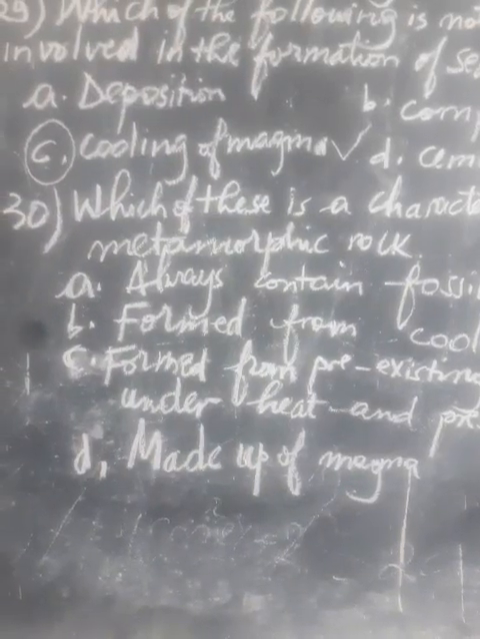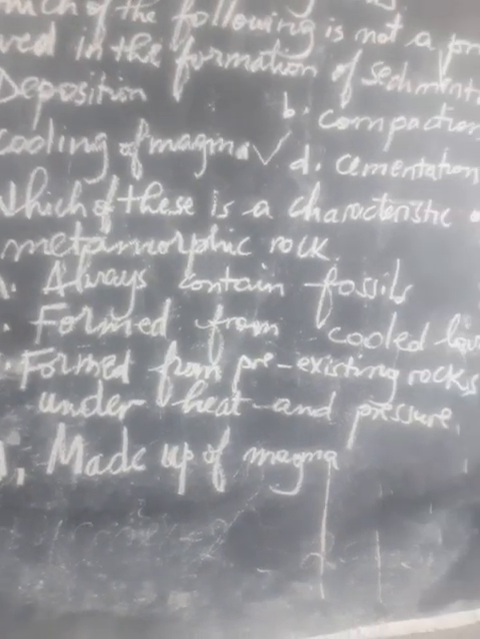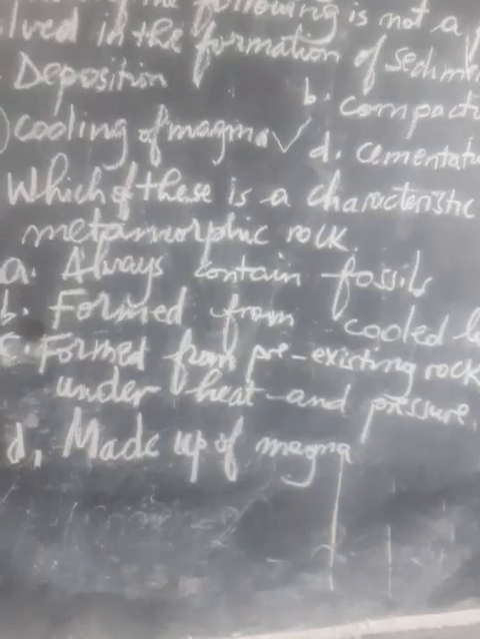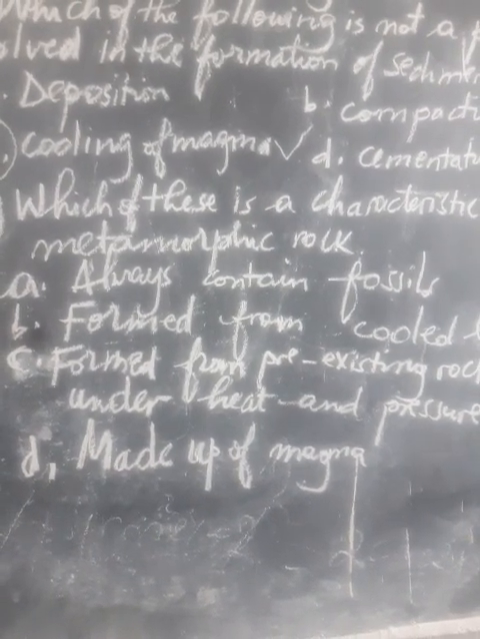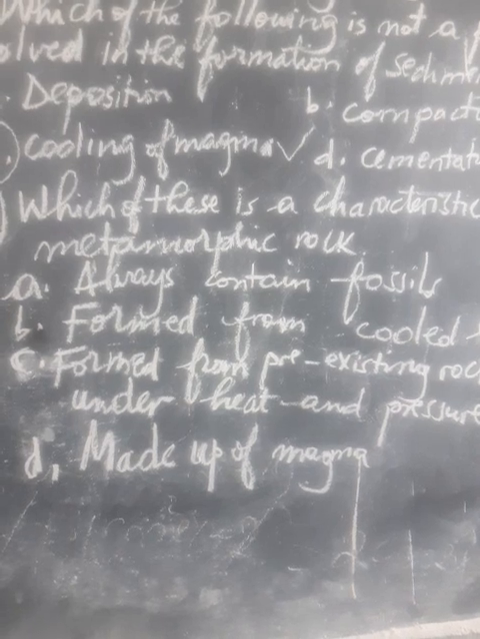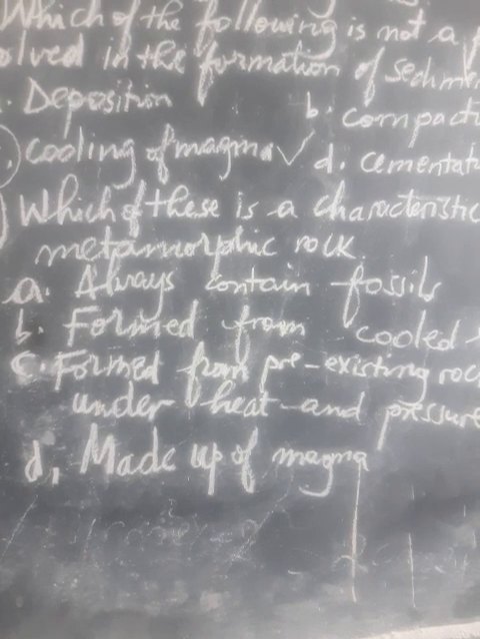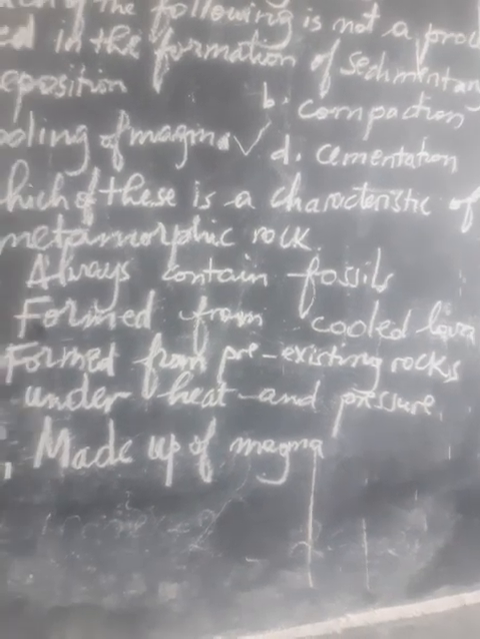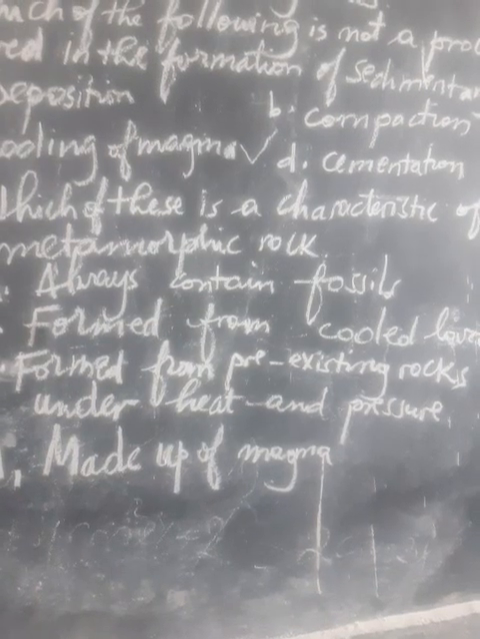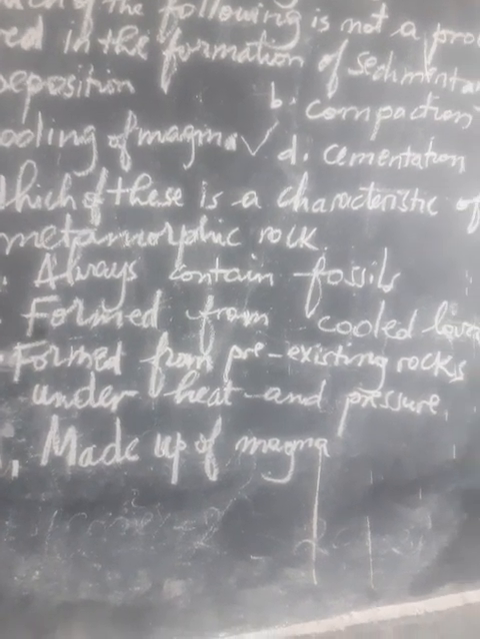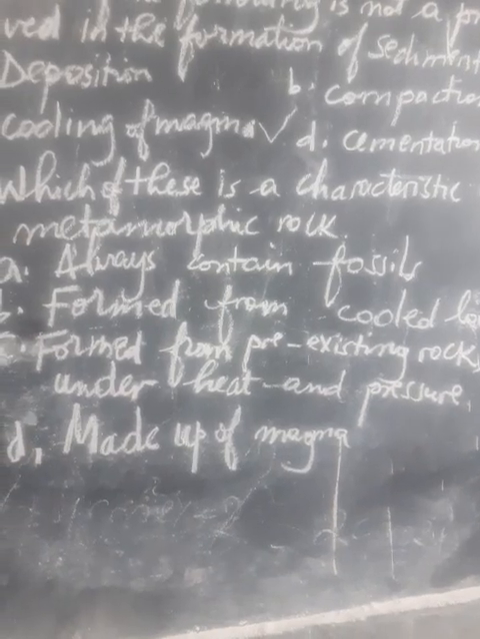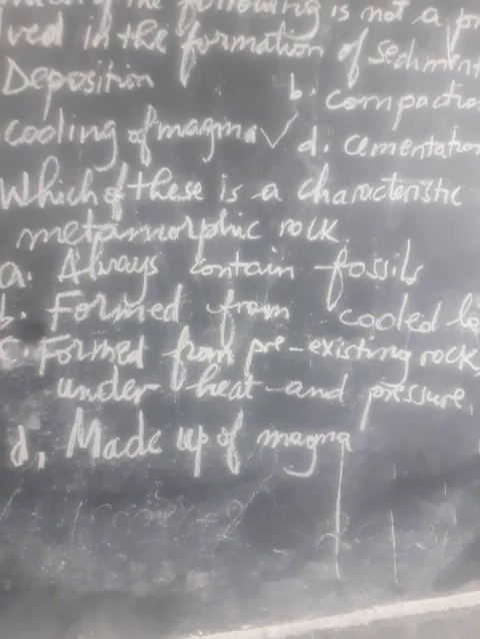Let's go to question 30. The question is asking which of these is a characteristic of metamorphic rock? A, always contains fossils, which is not correct. Those which contain fossils are sedimentary rock. B, formed from cooled lava, wrong. That is for igneous rock. C, formed from pre-existing rock under heat and pressure, correct. D, made up of magma, wrong.